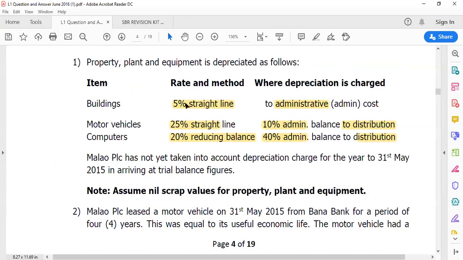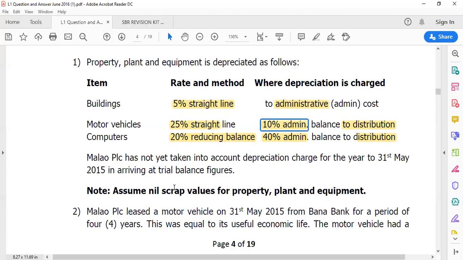So what do we do? We apply the depreciation for the year. What was the depreciation for the year? 5% straight line on buildings, 25% and 20%. Remember, 10% for motor, 40% for computer. The balancing distribution. It's important to remember that. So let's go and calculate our depreciation. Please take a screenshot for that one so that we don't waste time.